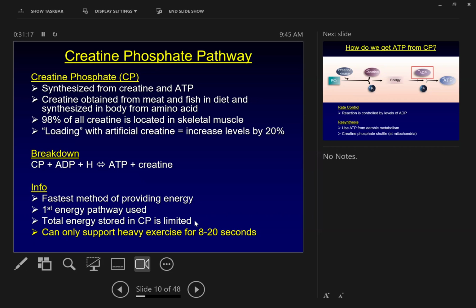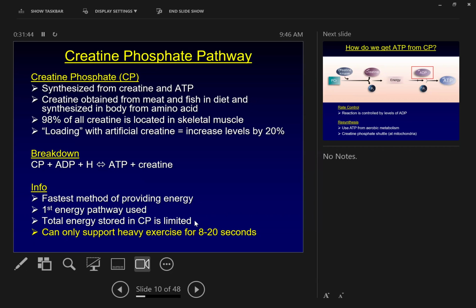So it's limited. Generally, you have enough creatine phosphate for very, very high intensity exercise to last maybe 8 to 15 or 20 seconds. You have enough creatine phosphate, if you are an elite Olympic sprinter, to run 200 meters. Two football fields. That's about it.